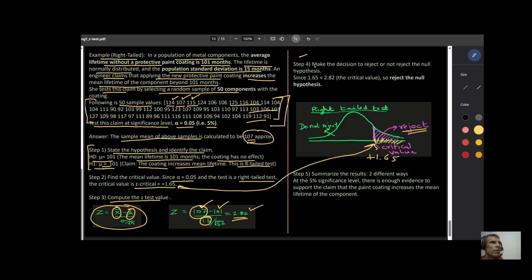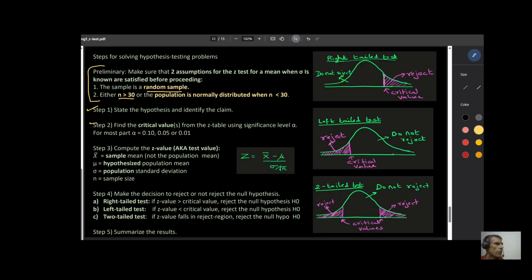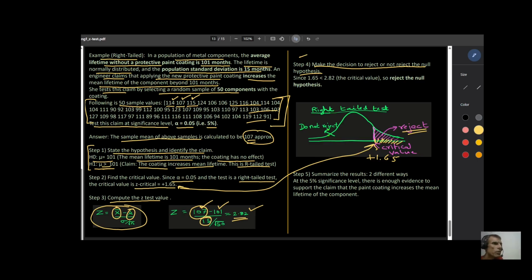Step 4. Now you're going to make the decision to reject or not reject the null hypothesis. So the decision we make is like this. If it's a right tailed test, and in this case it is, then if your z value is greater than the critical value, you're going to reject the null hypothesis. Well, come down over here, and if you look at your z value, it is falling in this area, plus 2.82. So my z value is greater than 1.65. So reject the null hypothesis because it falls in the rejection region.